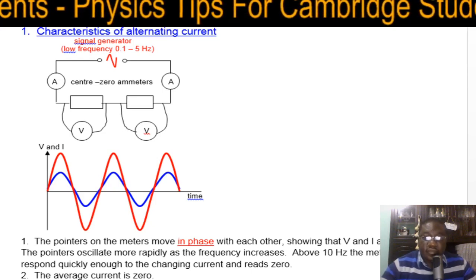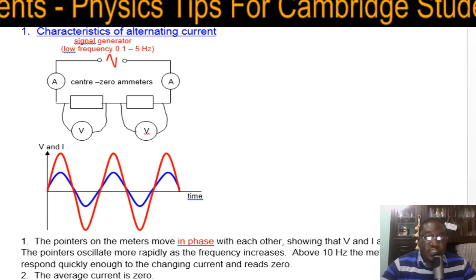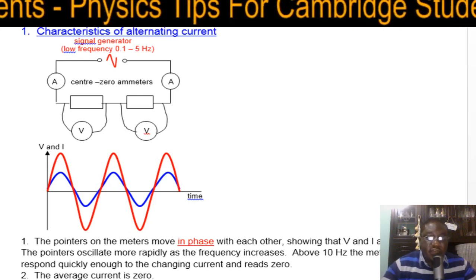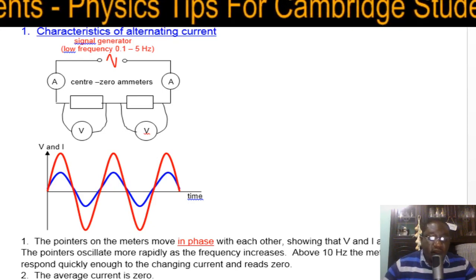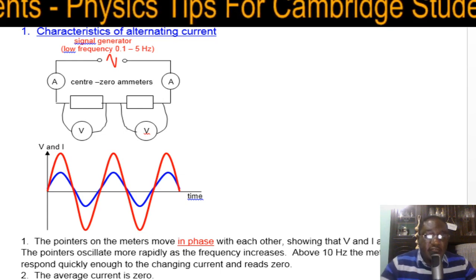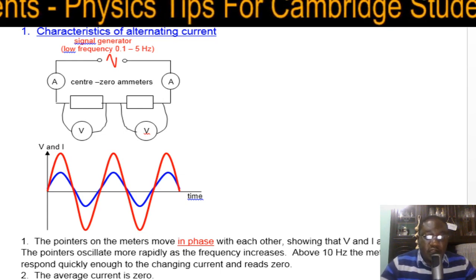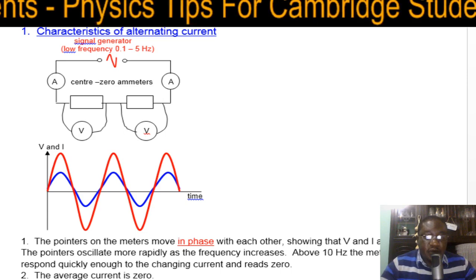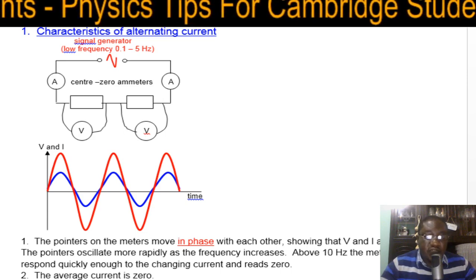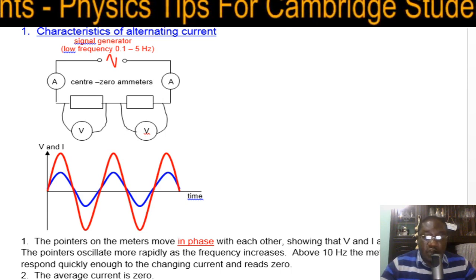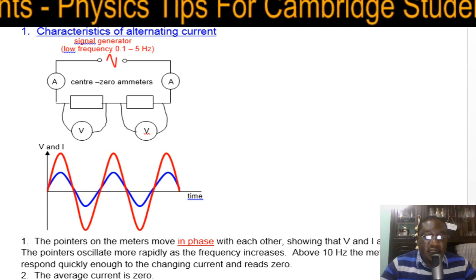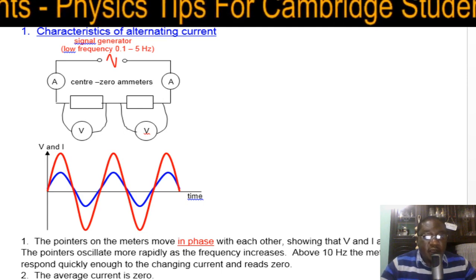Alternating current. Now, alternating current comes directly after electromagnetic induction. I hope you people understood the electromagnetic induction, because this forms the basis of alternating current. Now we're going to start off by looking at the characteristics of an alternating current.